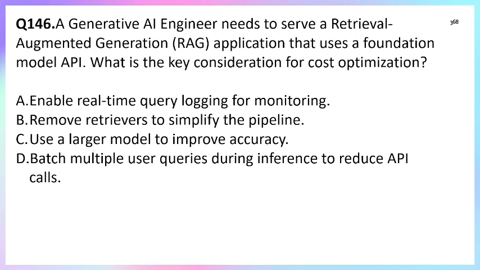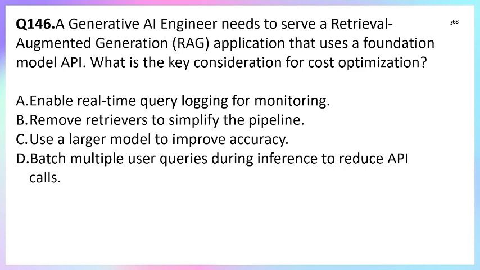Whereas option D, batch multiple user queries during inference to reduce the API calls. That is correct, because batching reduces the number of API calls. If lots of calls come in and we batch them into a single call, it will lower your cost per request. So option D is correct. Whereas option A, enable real-time query logging for monitoring.